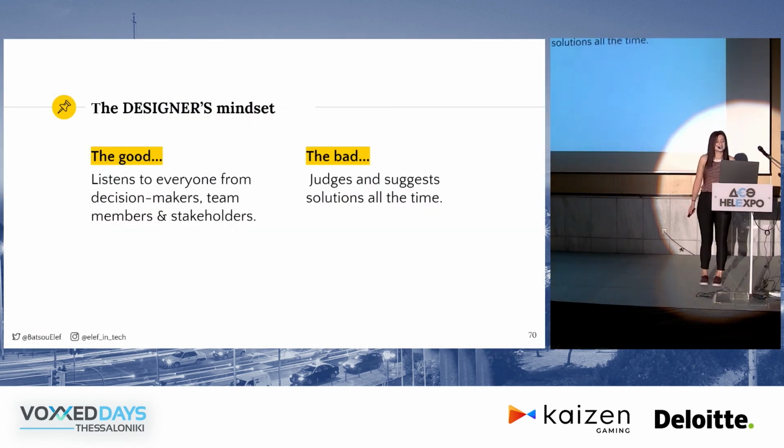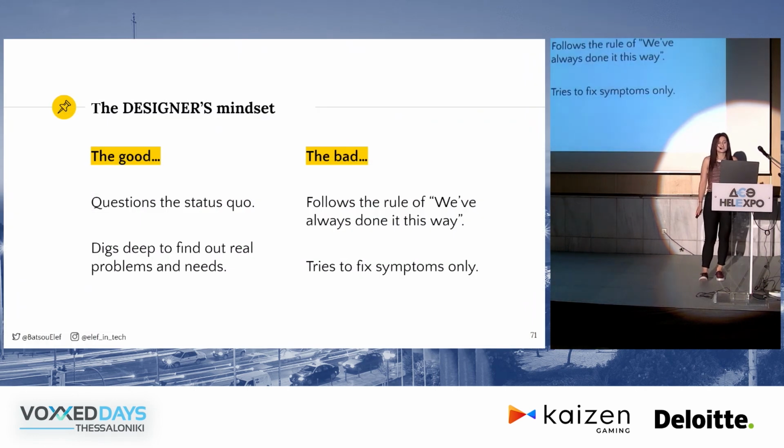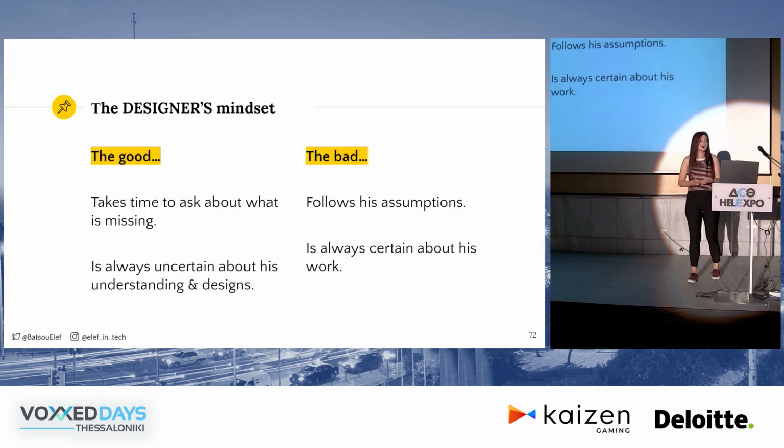The good one listens to everyone, from decision makers, team members, and stakeholders, whereas the bad one judges and suggests solutions all the time. You can pick a side. The good one questions the status quo and digs deep to find out real problems and needs, whereas the bad one follows the rule of "we've always done it that way" and tries to fix the symptoms only. The good one takes time to ask about what is missing and is always uncertain about his understandings and designs, whereas the bad one follows his assumptions and is always certain about his work.